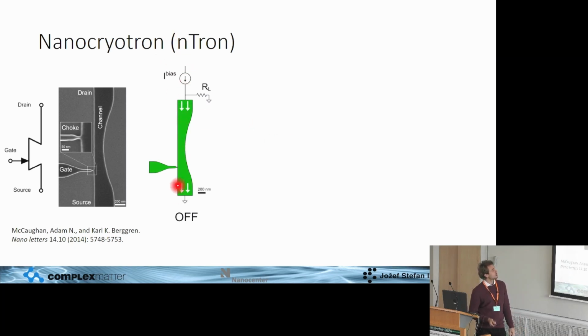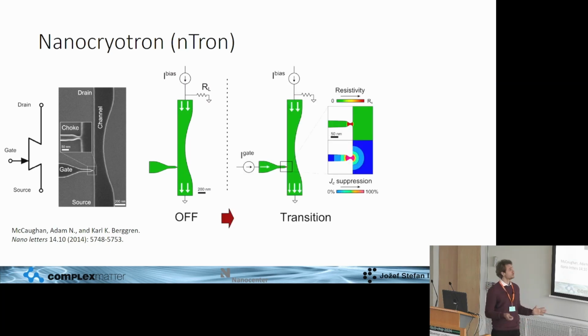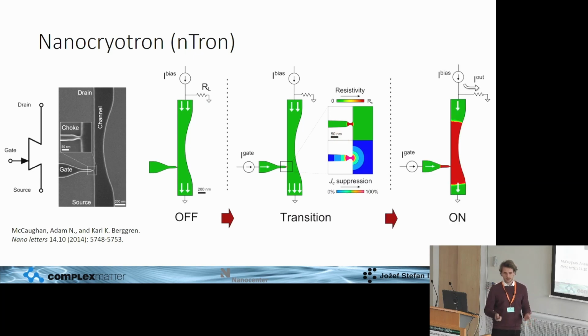We have a bias pulse which runs through this superconducting channel, and since this bias current is smaller than the critical current of the channel, it stays in the superconducting state and there is no voltage across it. But when we apply a gate pulse to the gate terminal, the superconductivity in this choke region is broken, which forms a hotspot, and that in turn also forms a hotspot across the entire region. So the superconductivity in the channel breaks, and in combination with the bias pulse, we now have a voltage that develops across this channel, and some of this bias pulse is being driven through the load, which is connected in parallel.